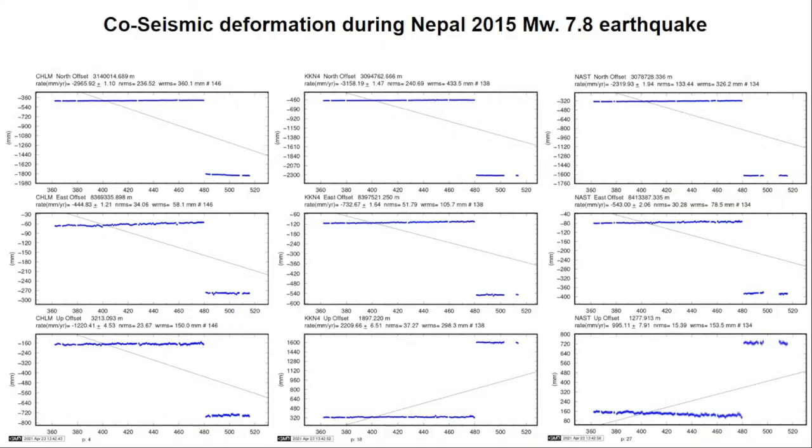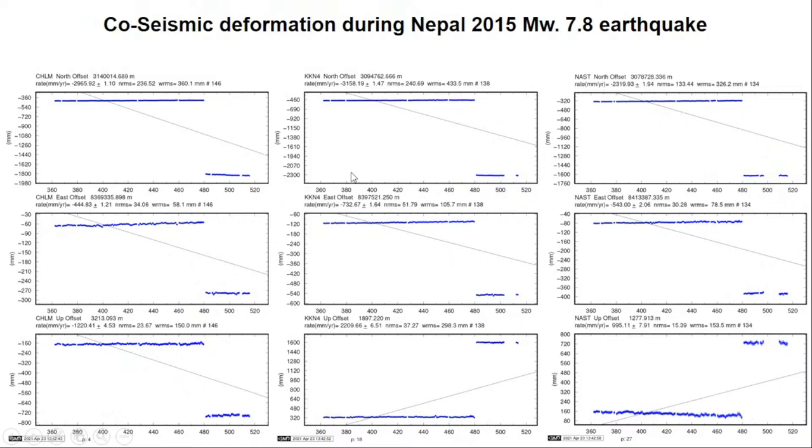Then this is another case study, the 2015 magnitude 7.8 earthquake. This is the co-seismic information derived through GPS data. You can see the offset in all the components: north component, east component, and vertical component. These are the various stations. So we can say that this co-seismic activity can be captured through GNSS data as well, even though there is a millimeter-level offset, we can capture it.